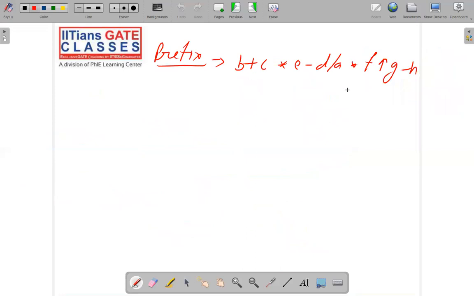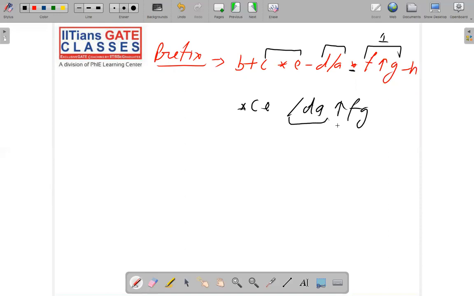So in prefix, if we try to write the same thing, what is the order? Let me try to label the order here again. First, this one. So let's convert it into prefix: F G power. The second operation is this one, which is D A divide. Then what is the third operation? This one, which is written like C E star. What is the next operation? This star. So X, Y star here.